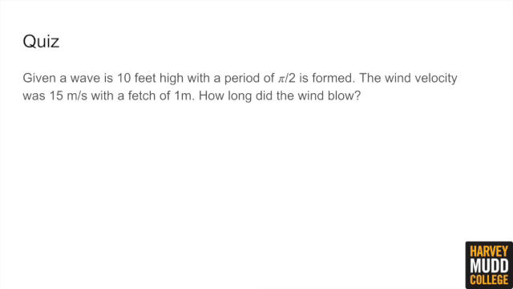Alright, so quiz time. Given a wave is 10 feet high and has a period of pi over 2, the wind velocity was 15 meters per second and had a fetch of 1 meter, how long did the wind blow to make this wave? So go ahead and try it by yourself, and then we'll come back and solve it together.